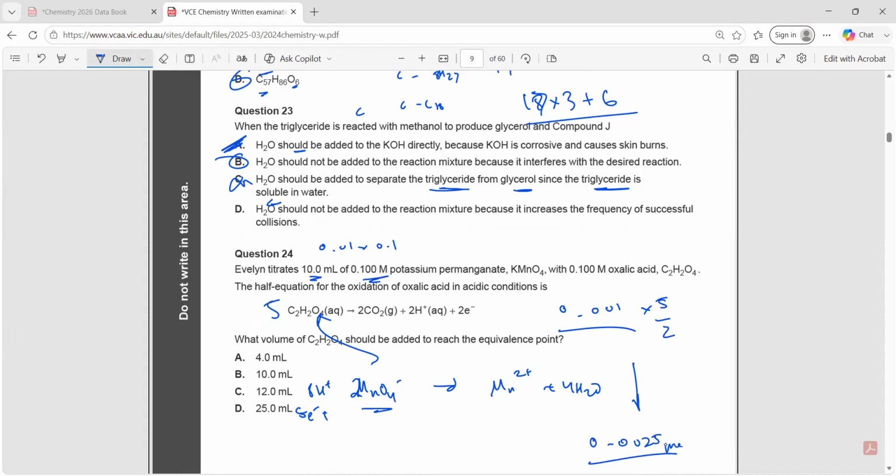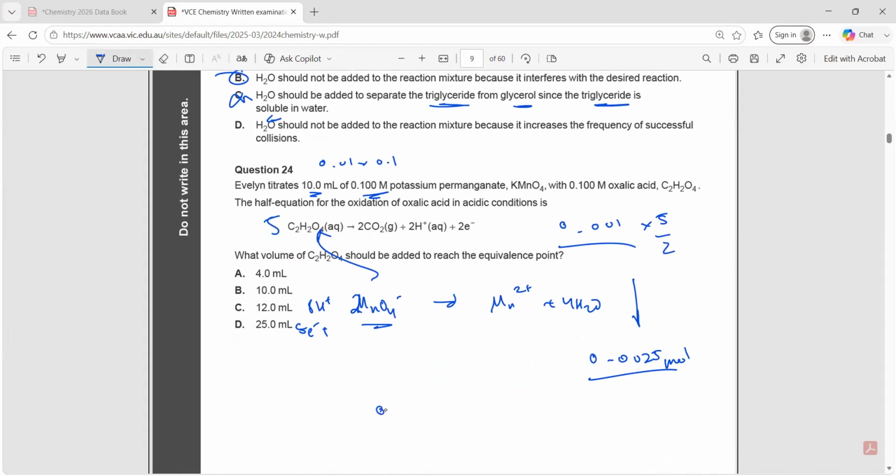mole. And then it's asking for volume. So you've got 0.1 moles per liter of oxalic acid. So you just divide it by that. N equals CV, which means V equals N over C. Yep. So that divided by 0.1 times by 1,000 is 25. Is 24 D?